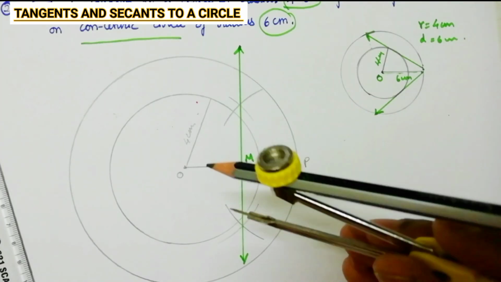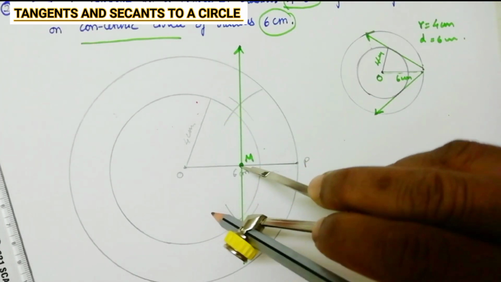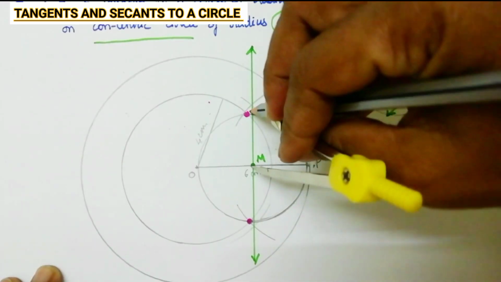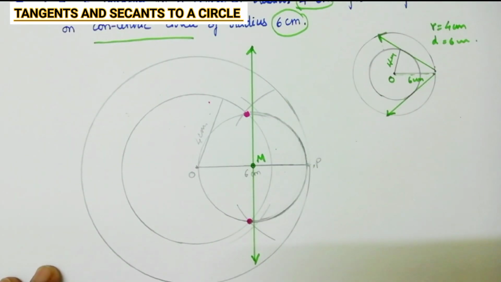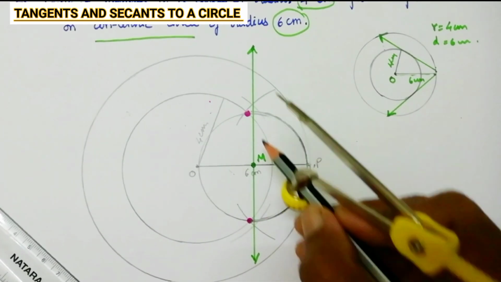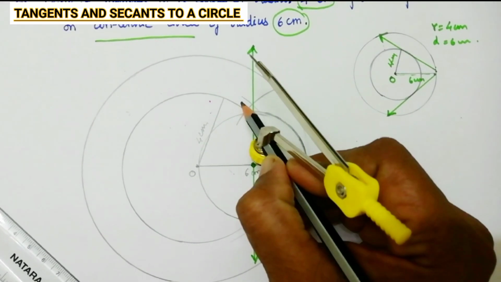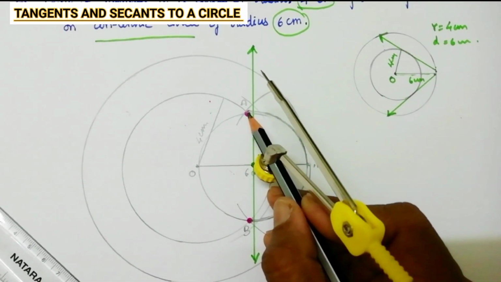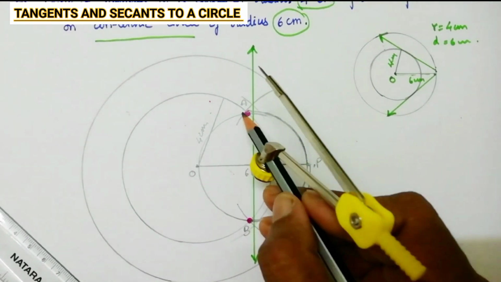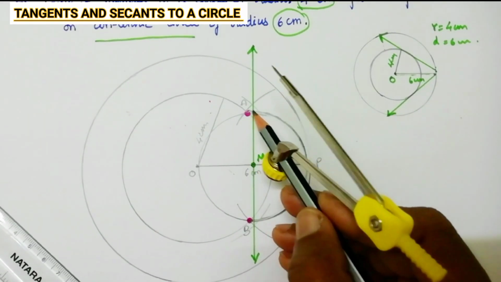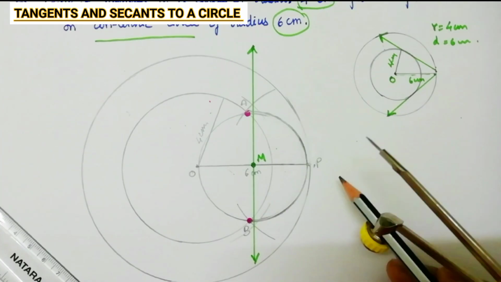Now place the compass at M and try to draw a circle. Now we are going to see 2 points of intersection. Take this one as A and this one as B. Be careful when you are taking the intersection points. This new circle is intersecting with the inner circle, so check it carefully with the inner circle, not with the perpendicular or anything.